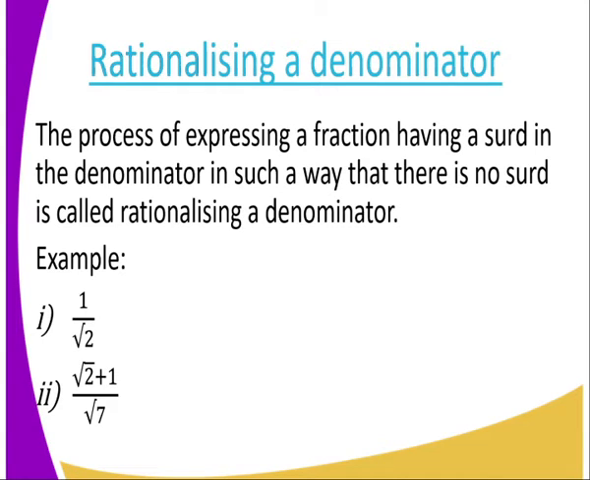Our value is 2. The same case applies when we operate the second one, after multiplying the numerator and the denominator. You multiply by surd 7 and surd 7, and you are going to get 7 as the denominator. So that is the process we are referring to as rationalizing the denominator.